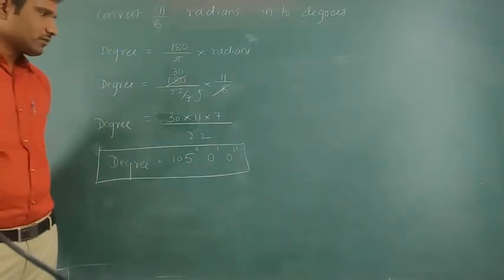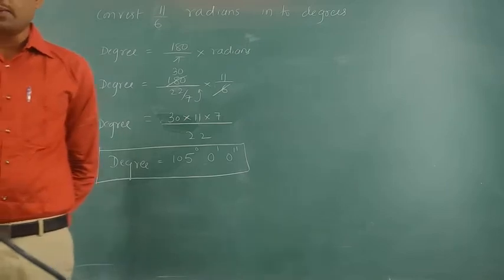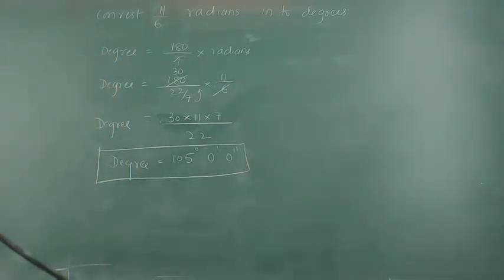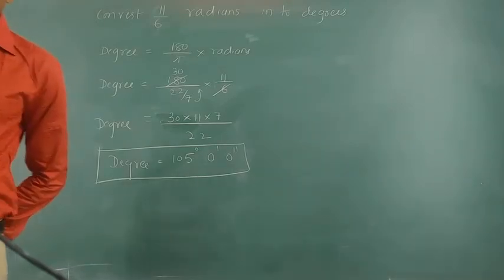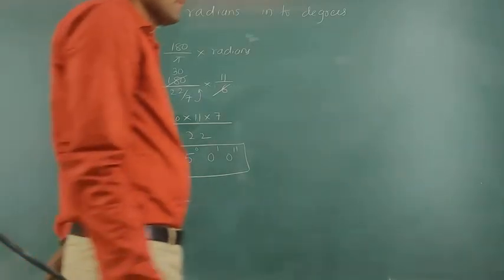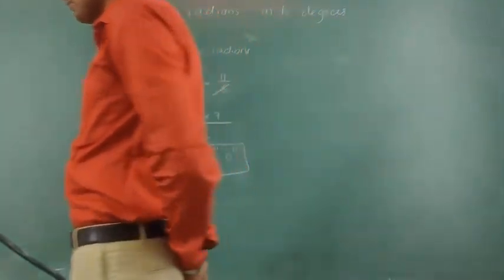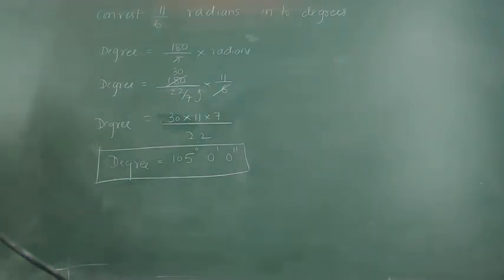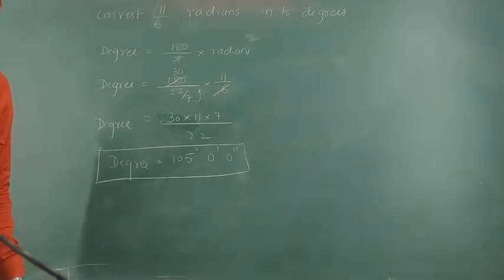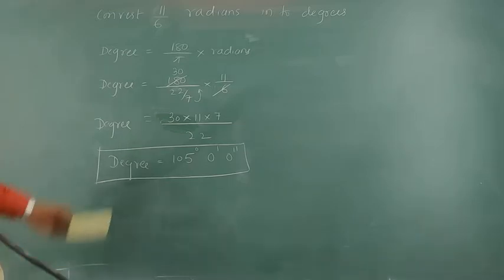Is it clear? Okay, write down. If there is a fractional part, then you have to convert it into minutes and seconds. If there is no fractional part, you can write it as 0 minutes and 0 seconds. Okay, next problem.